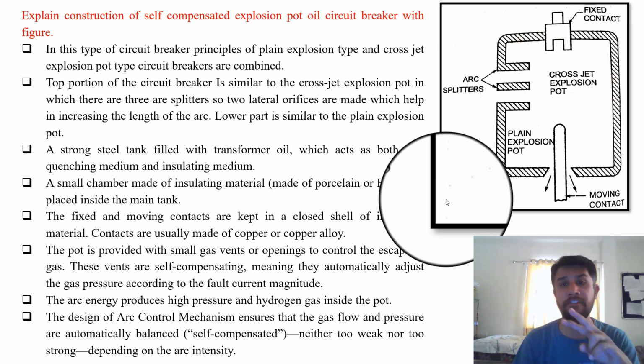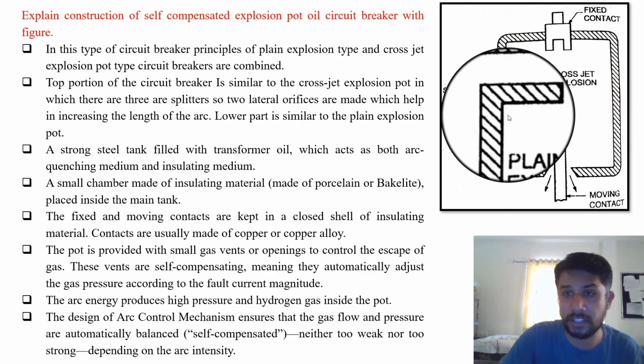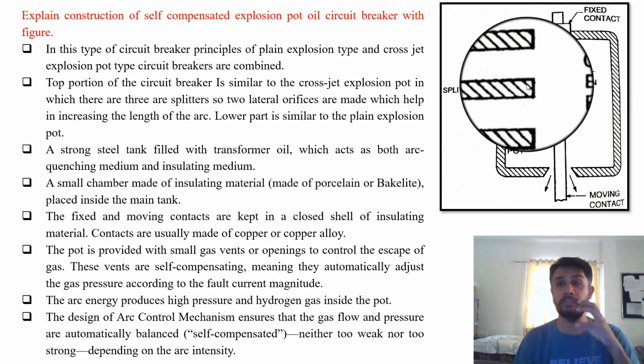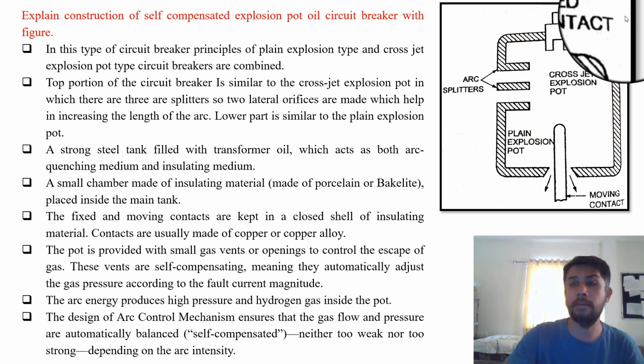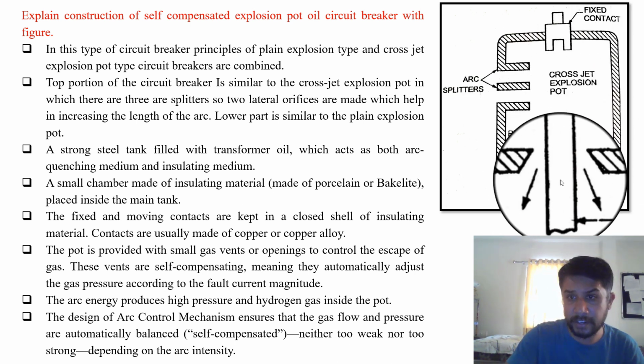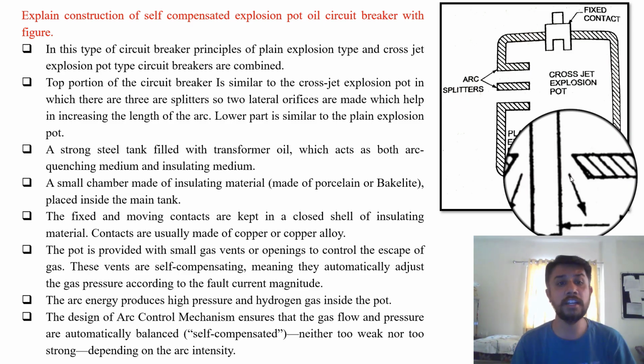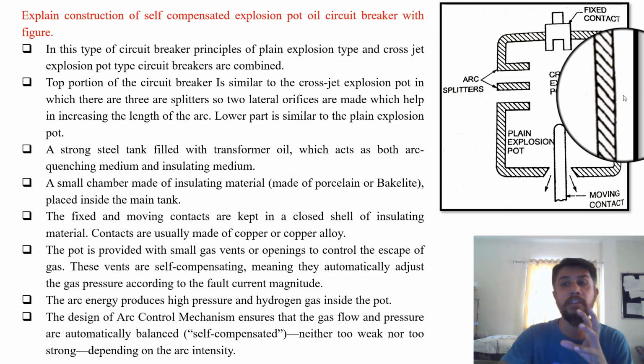So 2 lateral orifices are made with the help of these 3 arc splitters, which increases the length of the arc and cools it properly. The lower part is similar to the plain explosion pot type, and a moving contact is here and vents are created, along with a strong steel tank filled with transformer oil, which acts as both arc quenching medium as well as insulating medium. A small chamber made up of insulating material, porcelain or bakelite, is placed inside the tank in which the transformer oil is placed.